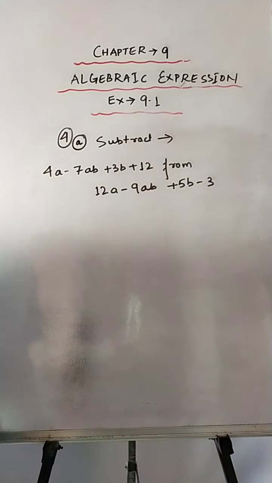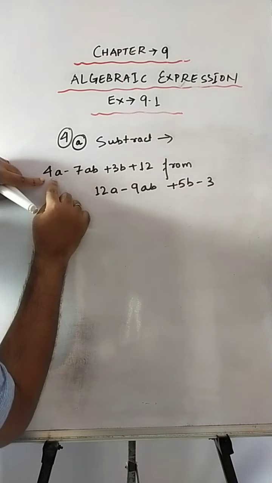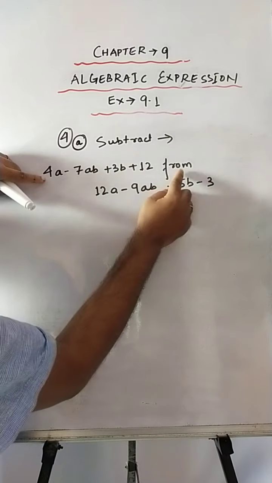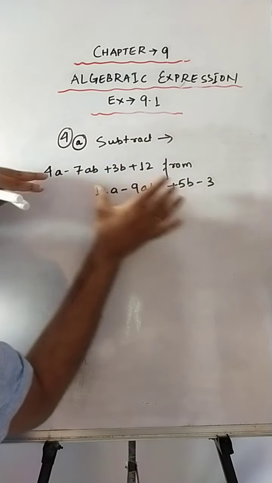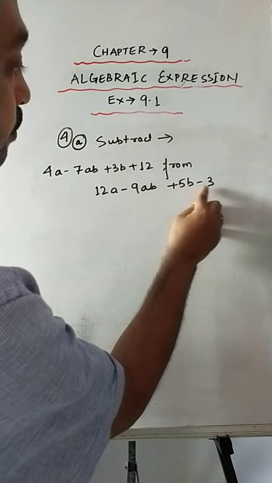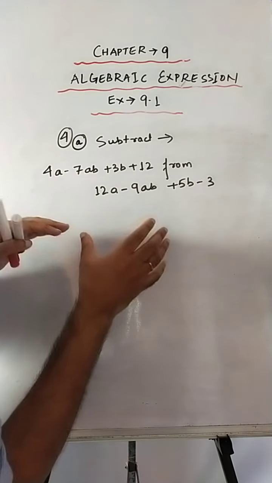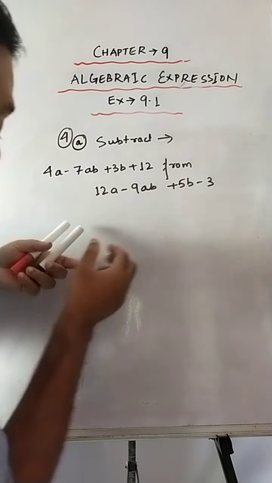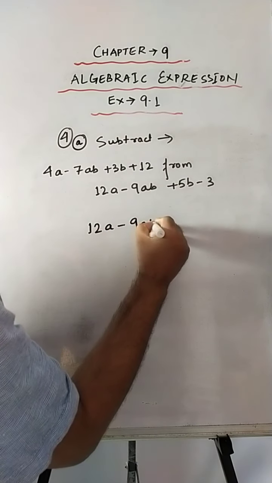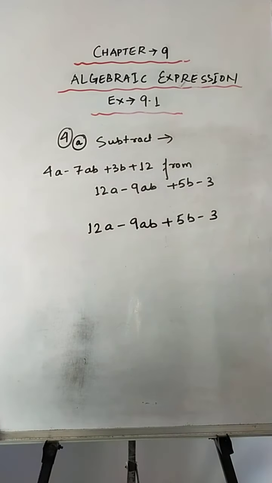So see, this is sum number 8, we have to subtract. The first expression is given as 4a minus 7ab plus 3b plus 12, and this first expression you have to subtract from 12a minus 9ab plus 5b minus 3. When you're going for the column method, you are always supposed to write the second expression first. So we'll write it down: 12a minus 9ab plus 5b minus 3.